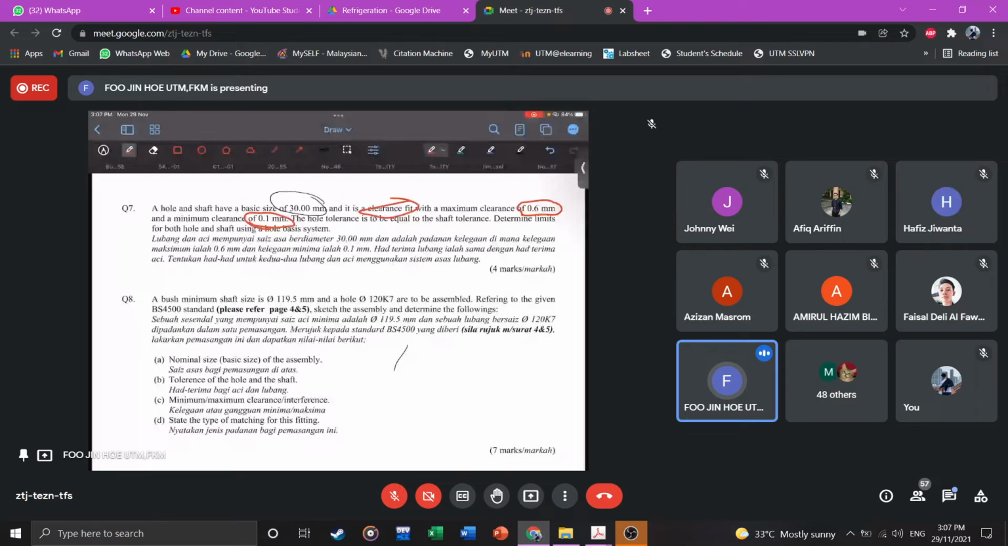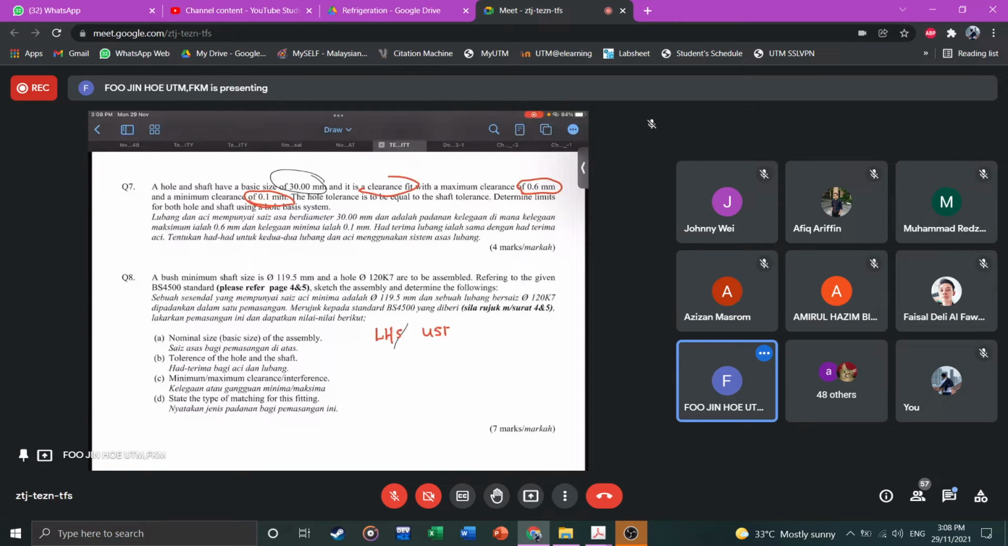So we have to go back to the theory, chapter 2. What minus what again? You remember? The minimum clearance is the lower hole size minus the upper shaft size, and you get 0.1. The upper hole size minus the lower shaft size, you get 0.6 mm. The basic size is 30. The hole tolerance is equal to the shaft tolerance. Determine the limits for both shaft and hole. How do we do that?